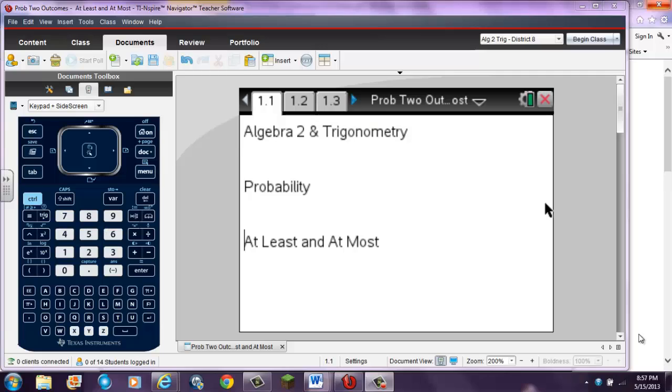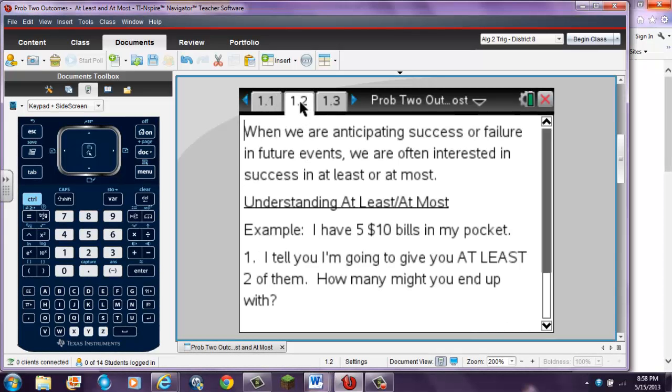Today we continue our Bernoulli probabilities with the probabilities of at least and at most problems. Let's go to page 1-2. When we're anticipating success or failure in future events, we're often interested in the success of at least or at most. Let me give you an example to help you understand.